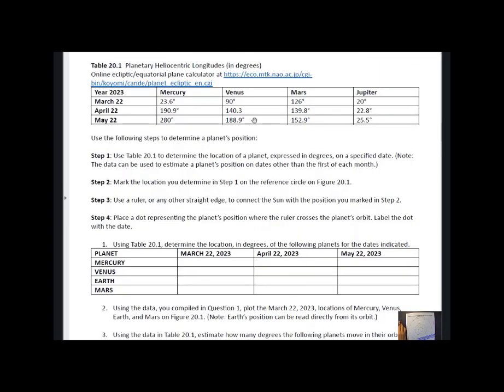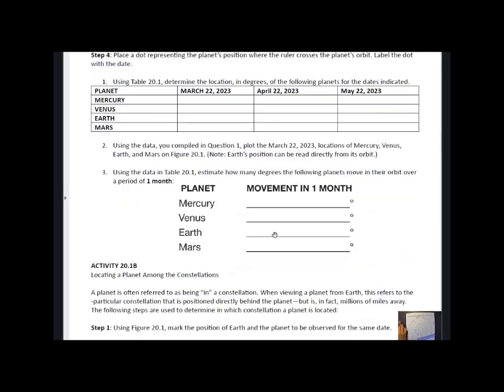And then for Venus, basically you would take the 140 minus 90, which is what? 50 degrees. It moved 50 degrees, right? So again, I'm just doing the math here. I'm subtracting the smaller number from the larger number. So do that for these planets.